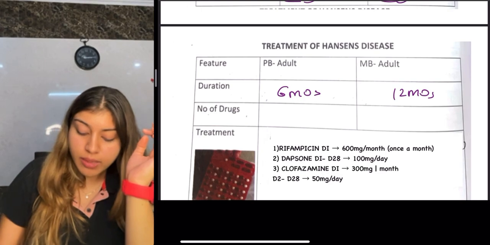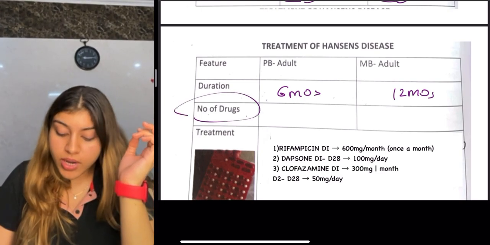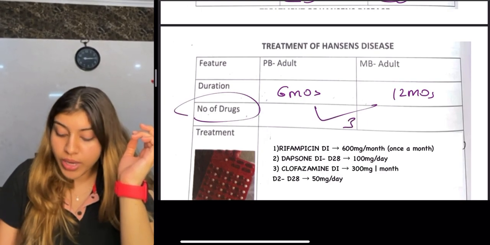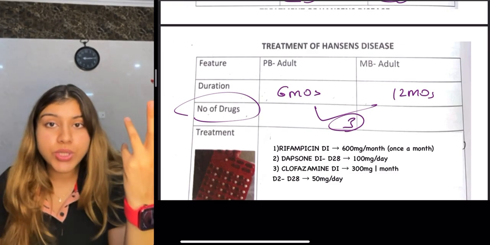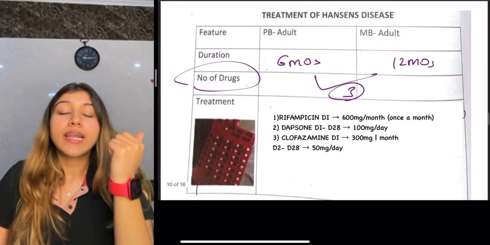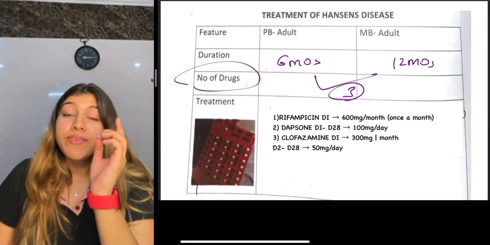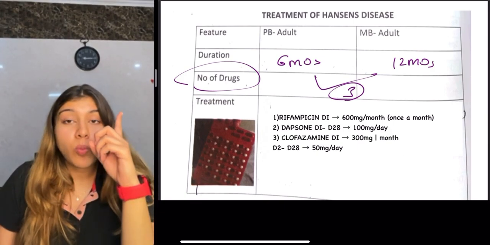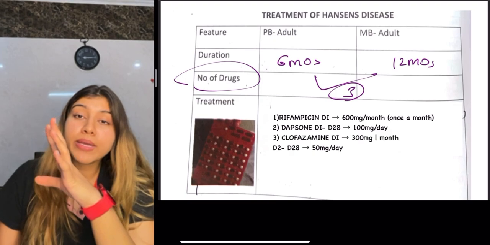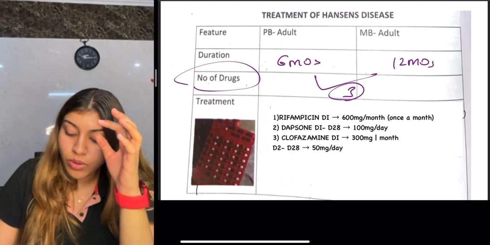Whereas, guys, what is the number of drugs? The number of drugs is going to be the same in both of them. I'm going to give 3 drugs. And which are those drugs, guys? I'll give rifampicin, dapsone, and clofazimine. Rifampicin, I will be giving 600 milligrams per month, and that is once a month.